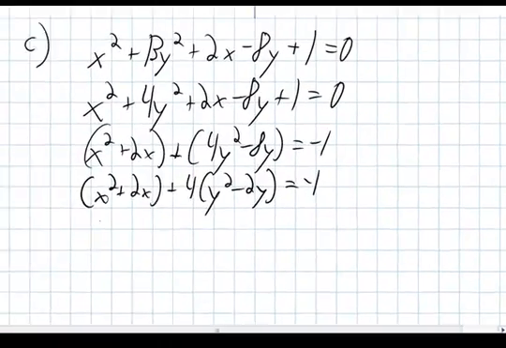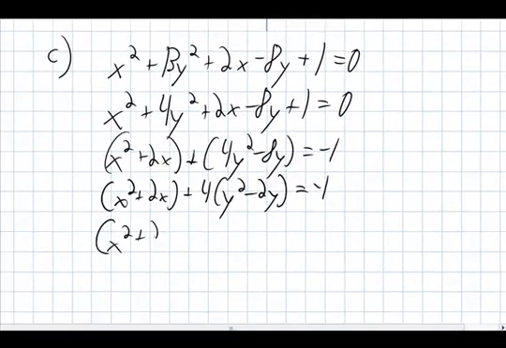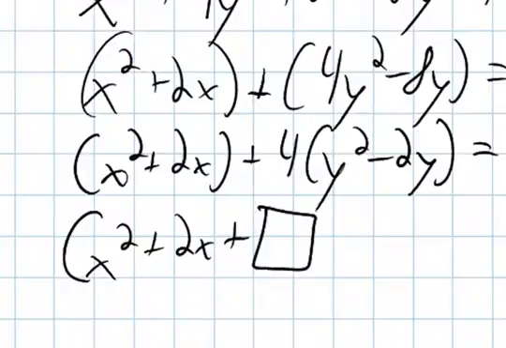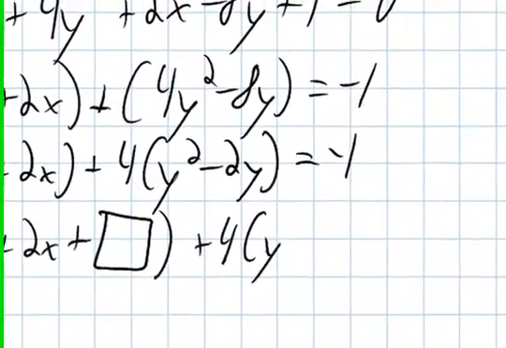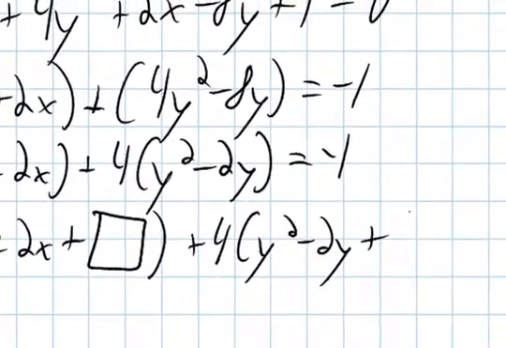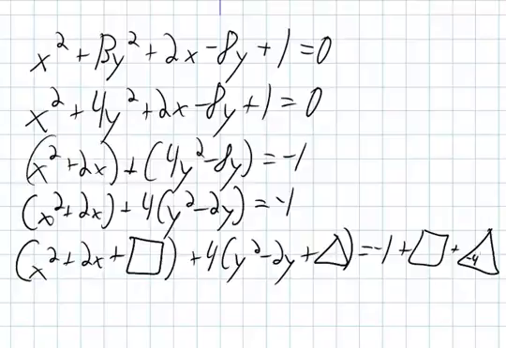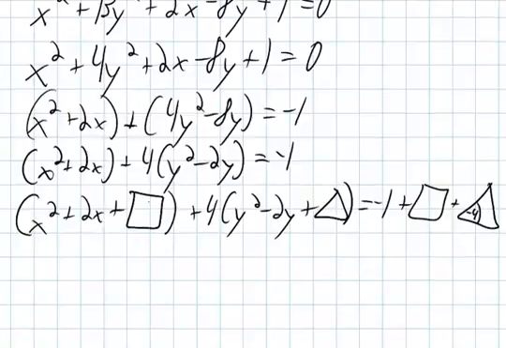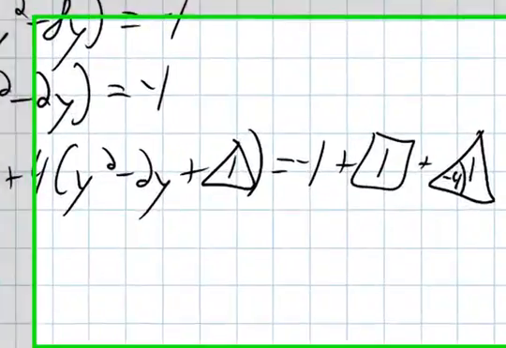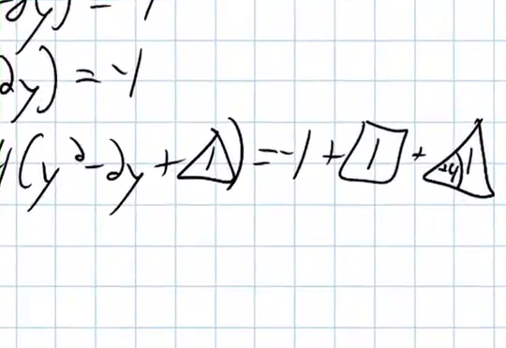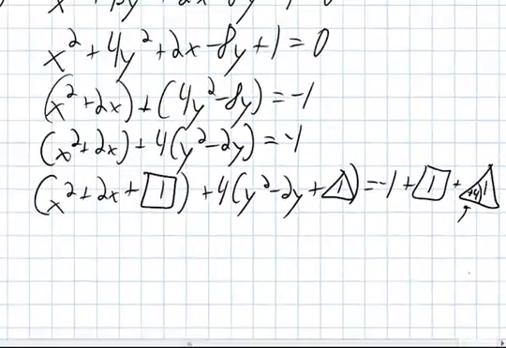Do the box steps: x squared plus 2x plus a box, plus 4 times y squared minus 2y plus a triangle, equals negative 1 plus a box plus a triangle with a 4 in it. Get a 1 there, a 1 there, 1, and 1. Oh, that should be a positive 4, not a negative 4. That wouldn't make sense to have a negative on the right side.